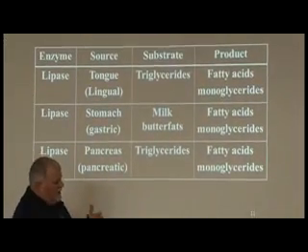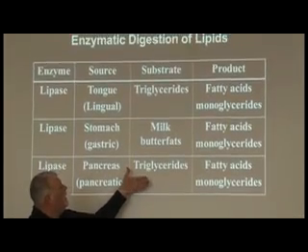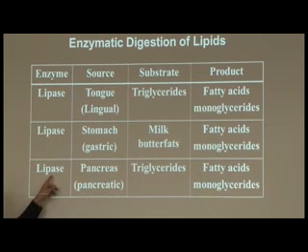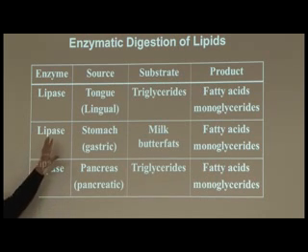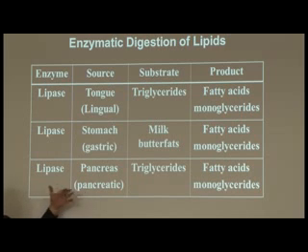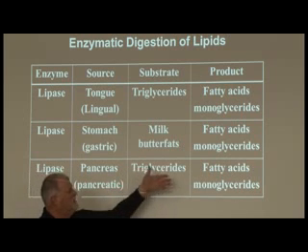Triglycerides belong to the macromolecule group that we call lipids. And so the enzyme itself ends in -ase, telling you it's an enzyme, but lip is going to be the first part of it. So lipase is the enzyme itself. And we actually initiate this process in our mouth with lingual lipase. We continue in our stomach with gastric lipase, and then we complete the process in the duodenum because the pancreas produces pancreatic lipase. And it's designed to digest triglycerides into fats.